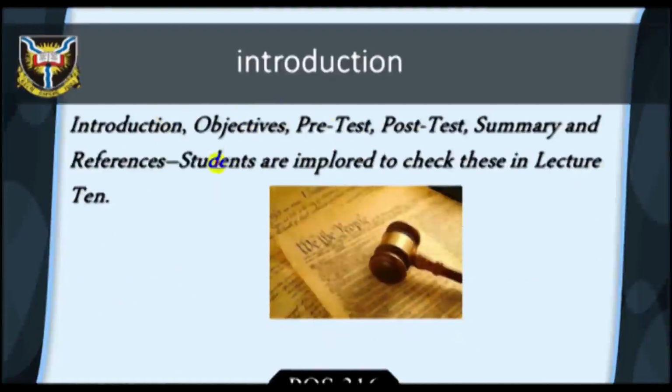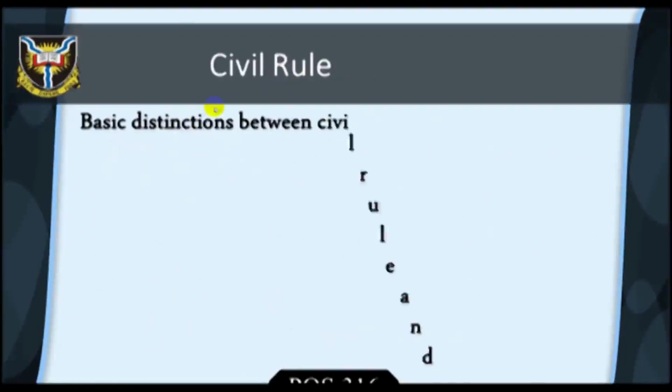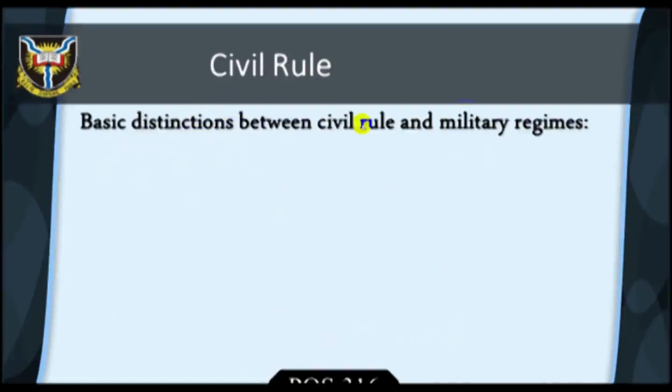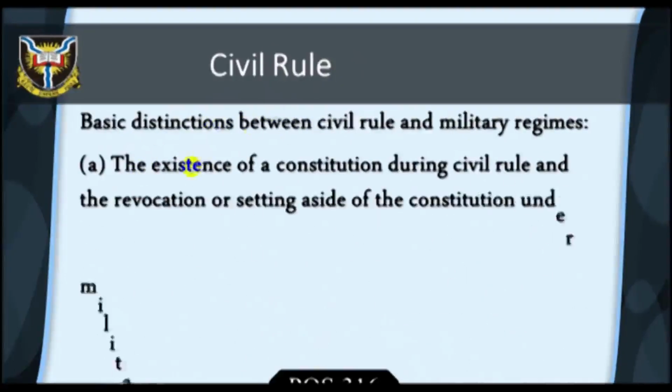Now to the contents. Civil rule. Broadly speaking, civil rule in Nigeria has over the years implied no other thing than the examples analyzed under the parliamentary and presidential systems of government. For the purpose of comparison, we may just need to note that the basic distinction between civil rule and military regimes that will be discussed in the subsequent section of this lecture include: A. The existence of a constitution during civil rule and the revocation or setting aside of the constitution under military rule.